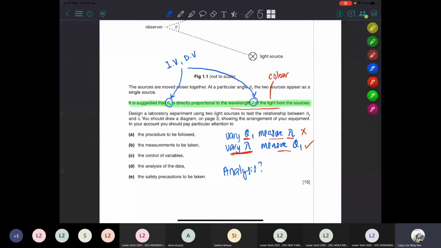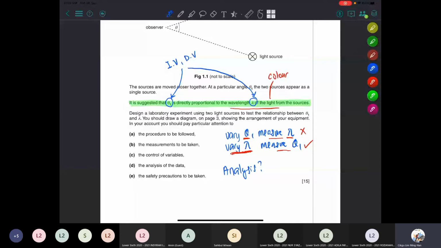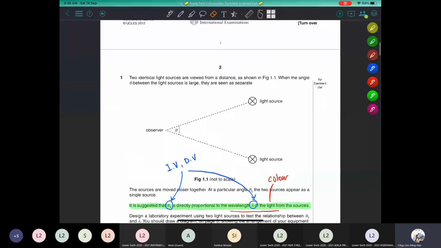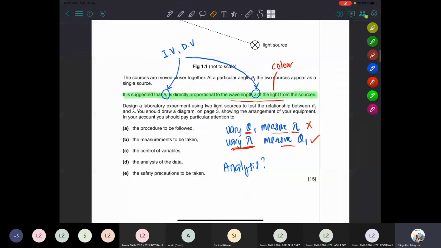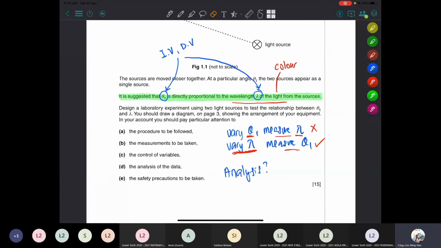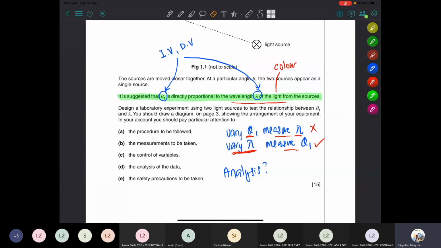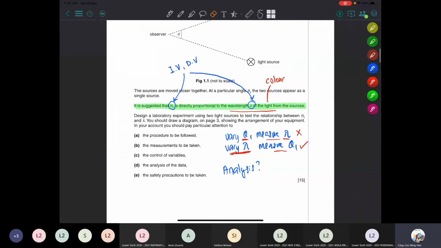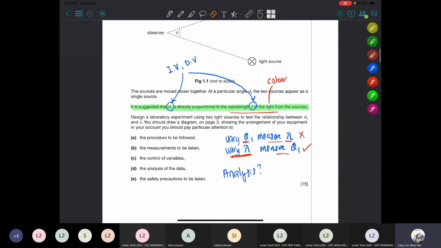Analysis. By the way, anything below 2015, this is a 2000, this is a 2012. You can see that the question is a bit harder. Why? Because there is no formula for you to analyze. The constant and so on is also not given here.